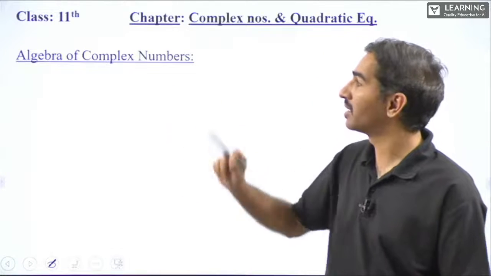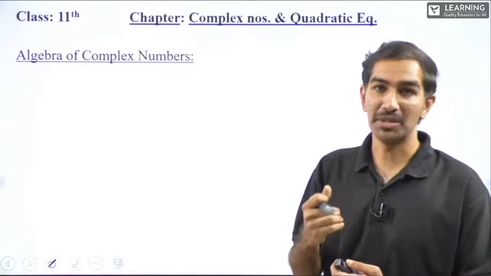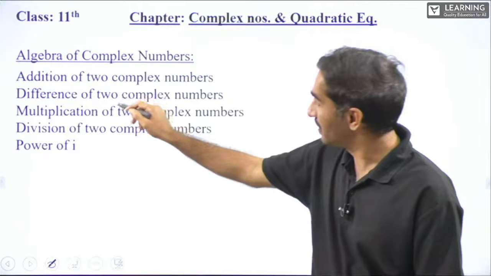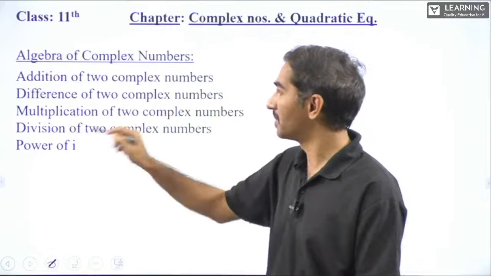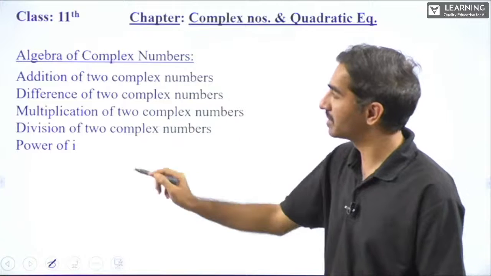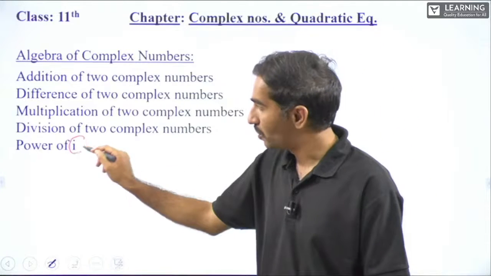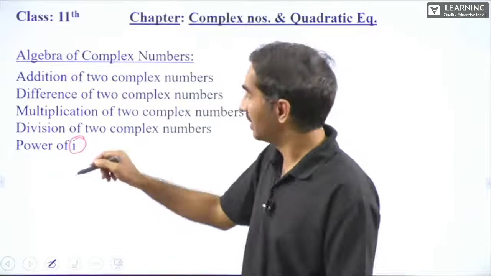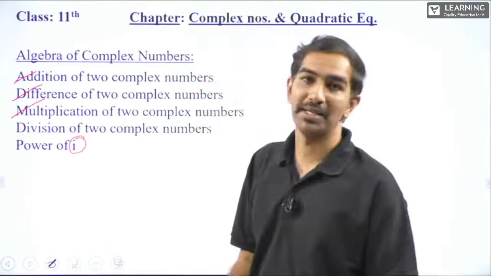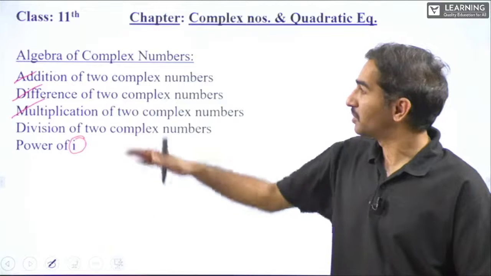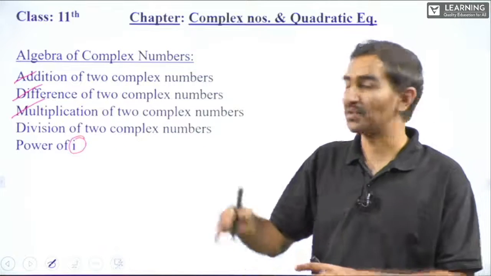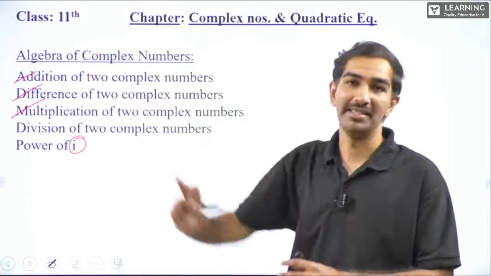Now we are going to see what? Algebra of complex numbers, which means the very first one, addition of two complex numbers, difference of two complex numbers, multiplication of two complex numbers, division of two complex numbers, and power of i. What is this i? We will discuss that. In today's session, we will be seeing addition, difference, and multiplication. Understood? Division and power of i we will be covering in our next session. So in today's session, we will be doing only these three.